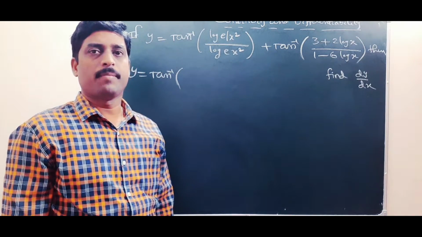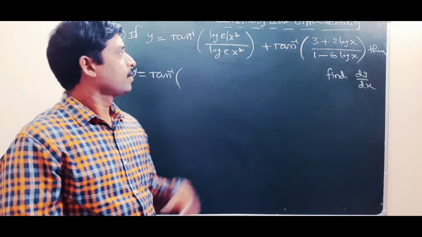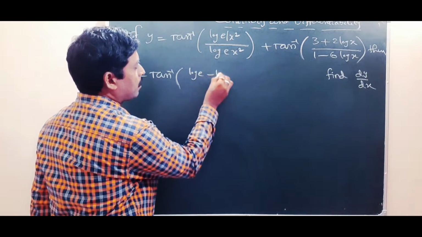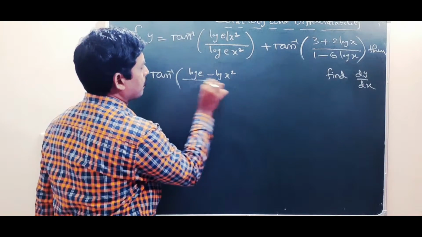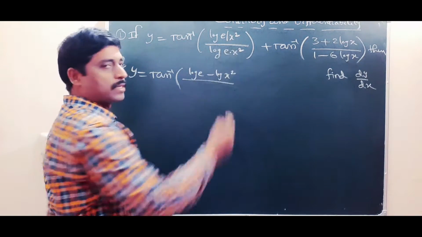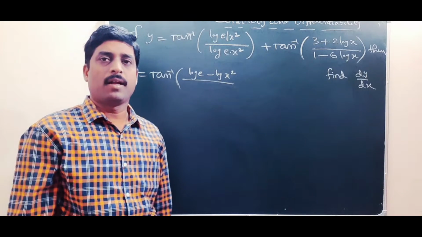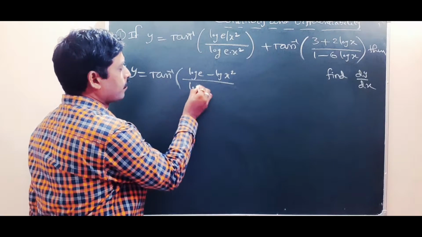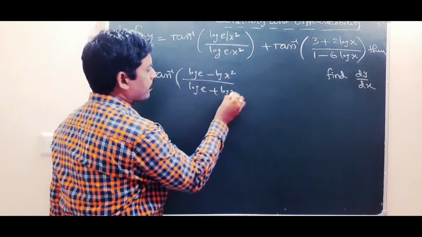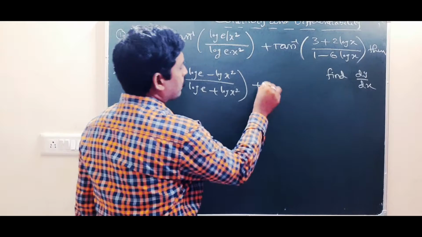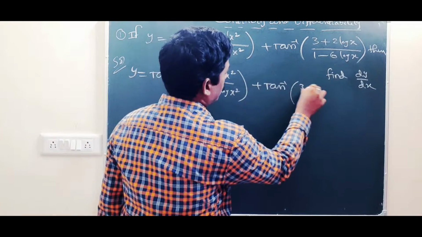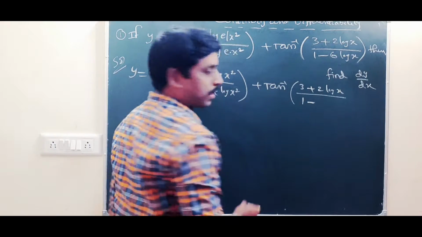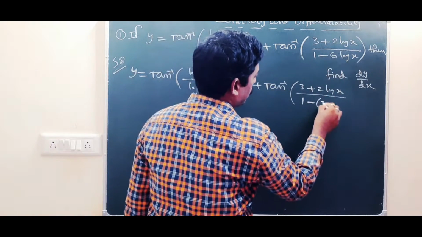Okay, we have log a by b formula, log a minus log b. Log e by x square is log e minus log x square. We should apply the log ab formula, log a plus log b, so log e plus log x square, plus tan inverse of 3 plus 2 log x by 1 minus 6 log x. The 6 log x can be written as 3 into 2 log x.